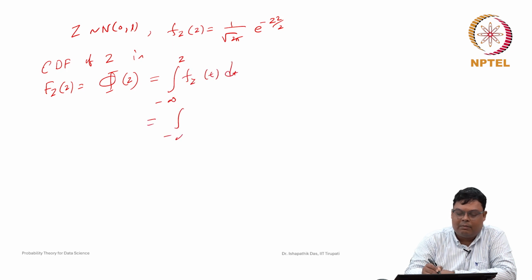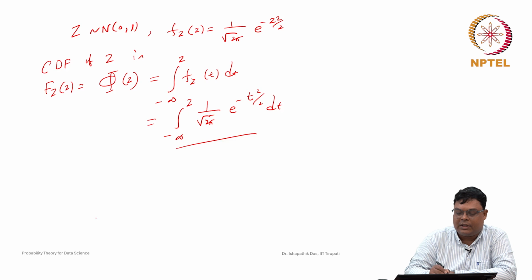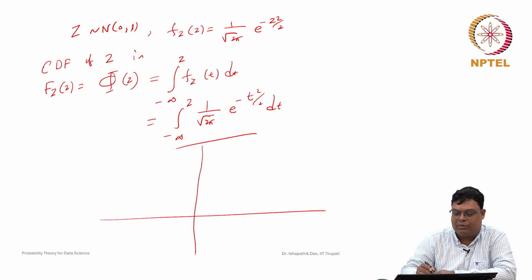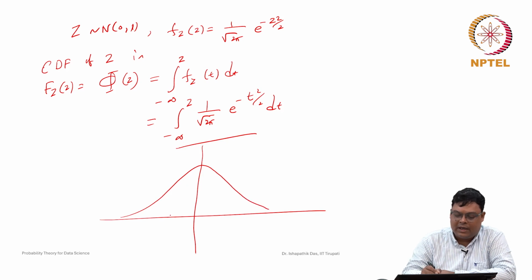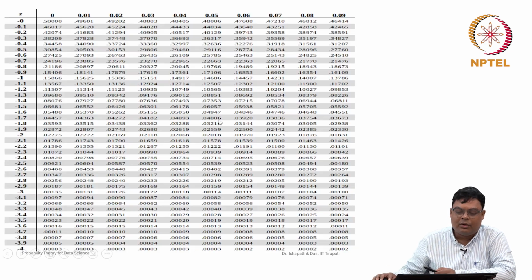Now, this is nothing but the integral from minus infinity to z of 1 by root 2 pi e to the power of minus t square by 2 dt. So, this is again intractable. You have this density function like this. For any z here, suppose z is this value, you want to find the area under this curve. This area you cannot find easily; you can find it numerically, it needs some computation. Now, if you use this table, then you can easily find this probability.